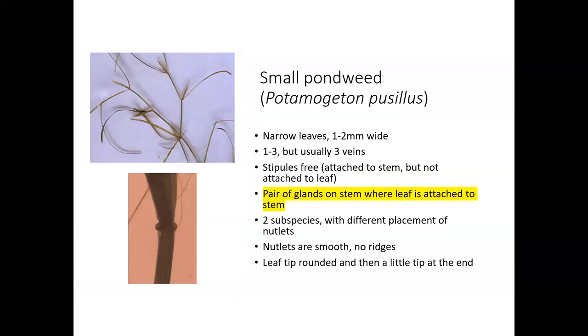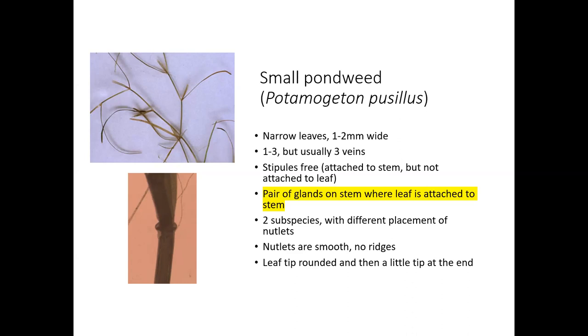Next. Small pondweed. Again, these little pondweeds are not all that photogenic. It has narrow leaves, as you might imagine, 1 to 2 millimeters wide. It can have 1 to 3 veins, but in my experience it usually has 3 veins. The stipules are free, so they're attached to the stem, but they are not attached to the leaf. It does have glands. So here's another picture of the glands that I showed earlier with those little knobs, like little doorknobs on either side of a door, attached to the stem right where the leaf leaves the stem.